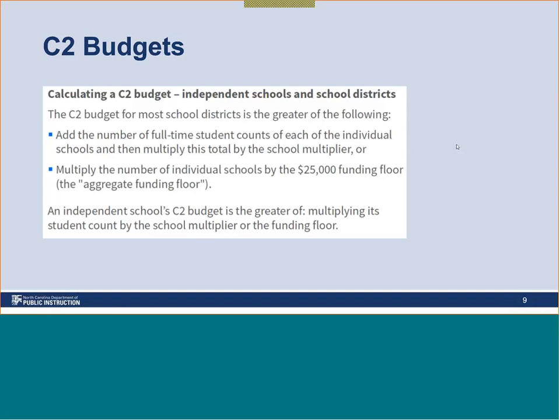You take the total number of full-time students in each of your schools. So if you've got 20 schools, add all those numbers together and multiply it by the school multiplier. Or you can multiply the number of individual schools by the $25,000 funding floor, which becomes an aggregate funding floor. An independent school's C2 budget is the greater of those two: multiplying your student count by the school multiplier, which for the 21 through 25 funding years is $167 per student, or the funding floor of $25K.